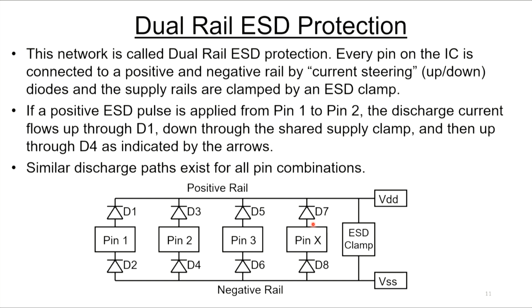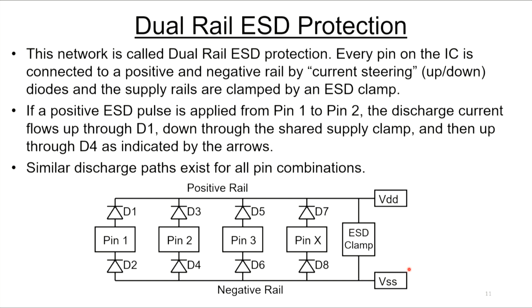So the network I'm showing here is called dual rail ESD protection. In this network, every pin on an IC is connected to a positive rail or a negative rail by current steering diodes. These are sometimes called up-down diodes. And the supply rails are clamped by a shared ESD clamp that goes across the rails.